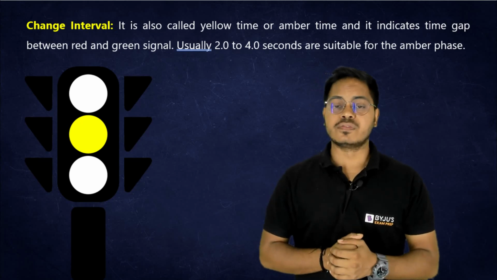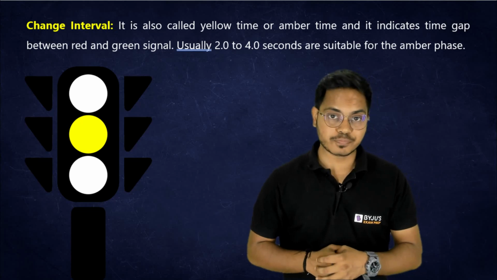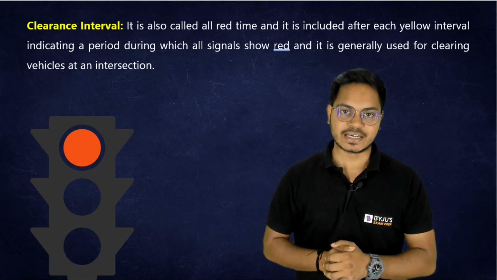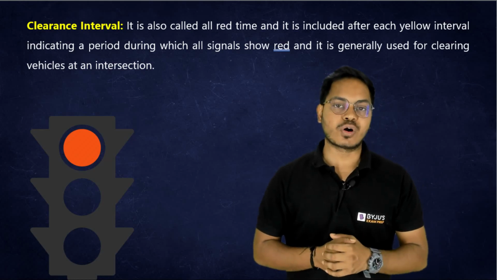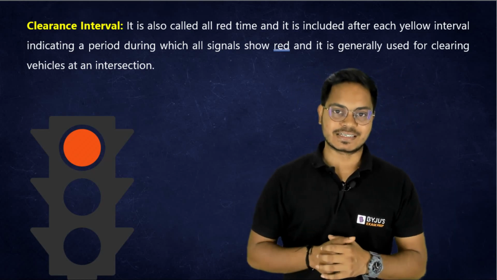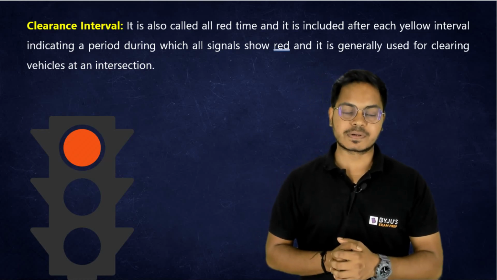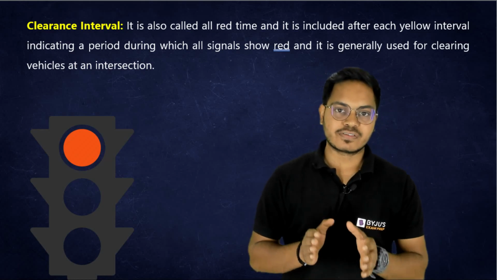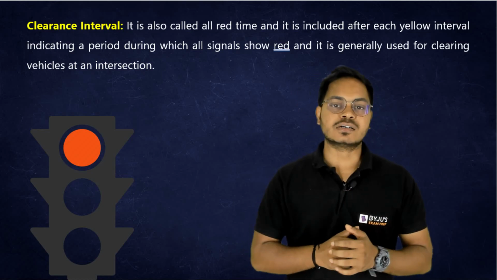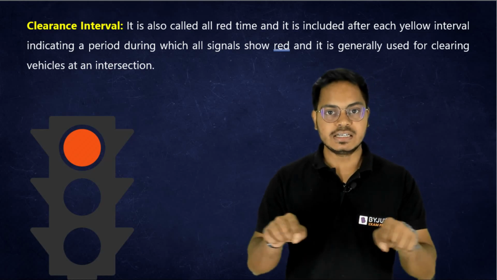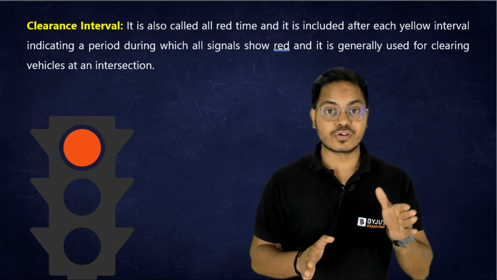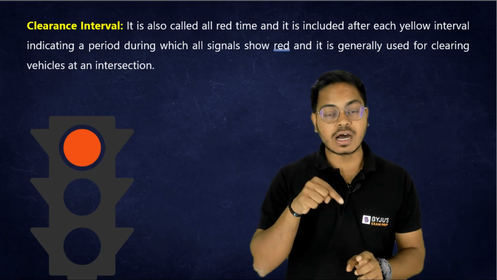There is another interval which is lesser known by a lot of people, and that is the clearance interval, also known as all red time. Now when we see this all red time, suppose there is a vehicle which is passing the intersection because it was green light for that particular road, but as soon as the vehicle enters the intersection, the red light turns on for that vehicle. Now that vehicle is in the intersection zone, in the middle zone, and it is red light for its road, but it is green light for the other road.